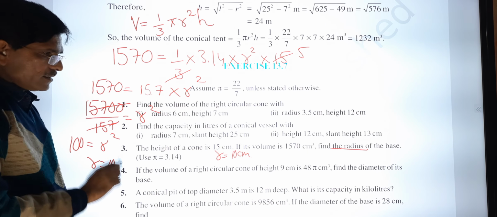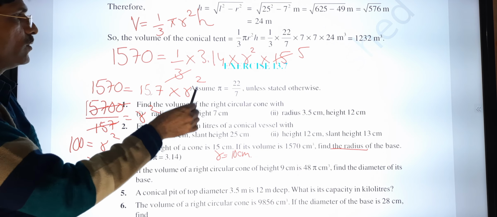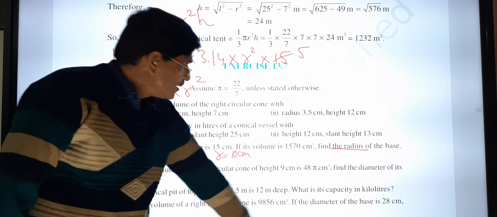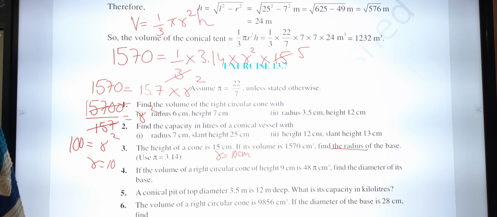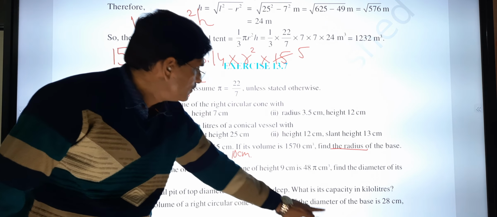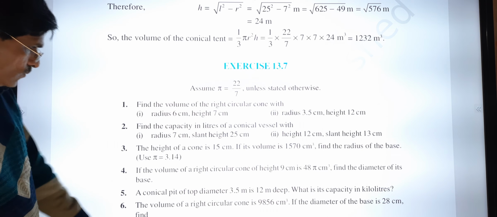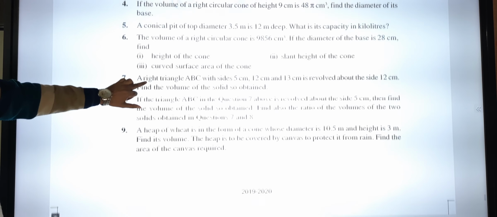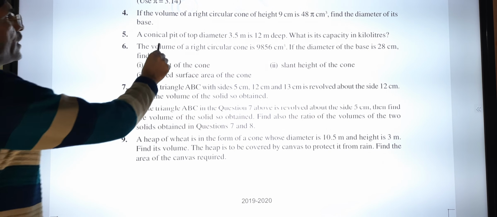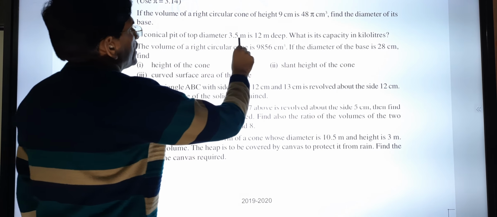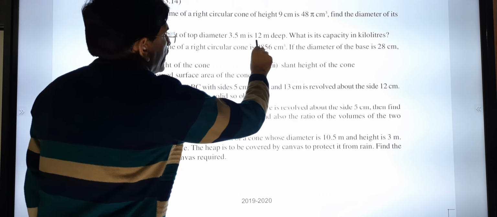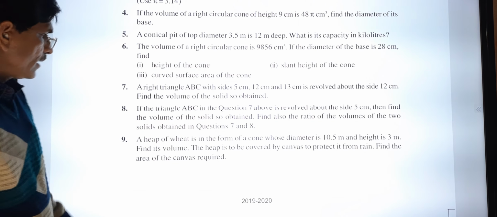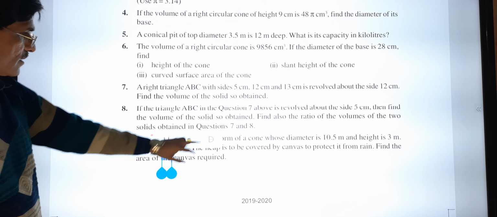Already we have discussed this, I think, but it is necessary that we start it again. So it is one type of revision. Now we go for the next sum. Let me see how many sums we have completed. Okay, a conical pit of top diameter 3.5 and 12 meter deep. What is the capacity in kiloliter? I think we have also discussed this sum.